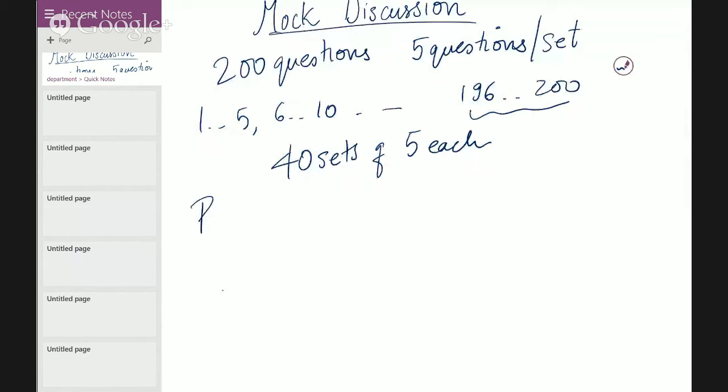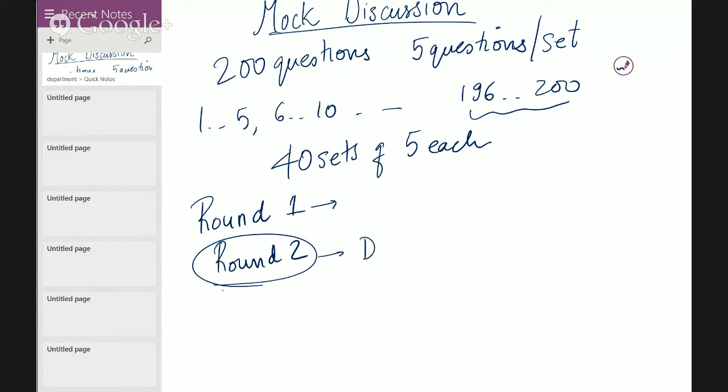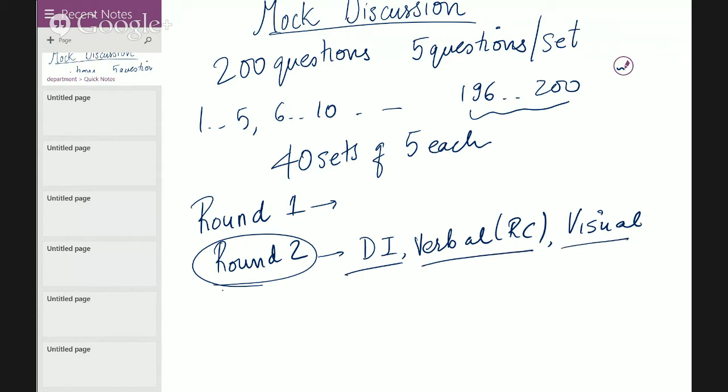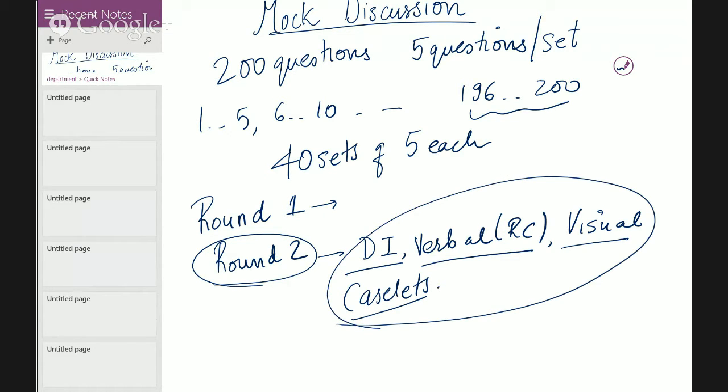Now my suggestion for a CET mock is to go for it in 2 rounds, round 1 and round 2. Round 2 is all about DI, verbal when it comes to RC, and obviously visual reasoning. This means when you see a DI set, a verbal RC, or a visual reasoning set, you leave it. Also caselets. You leave these questions and don't jump into them right away, because these are the areas that will consume a lot of time.